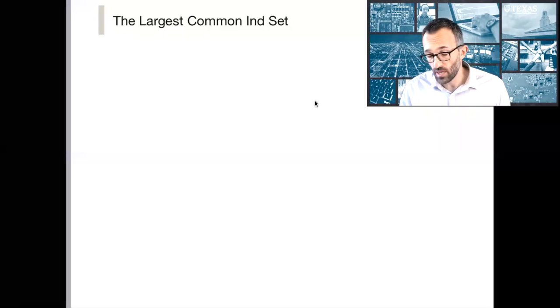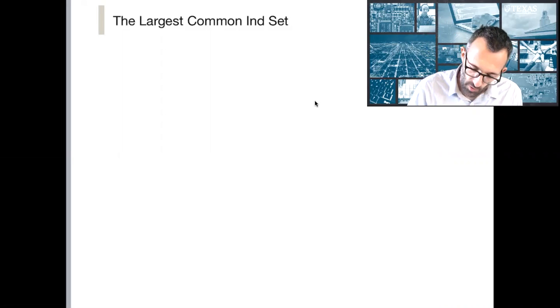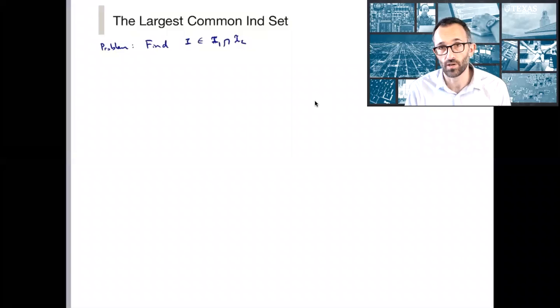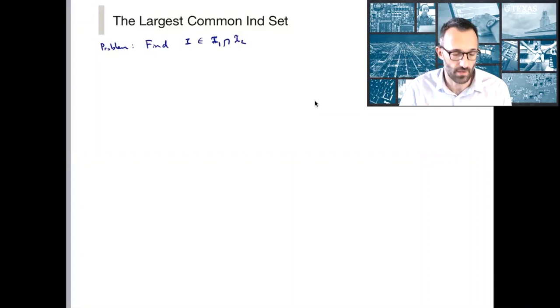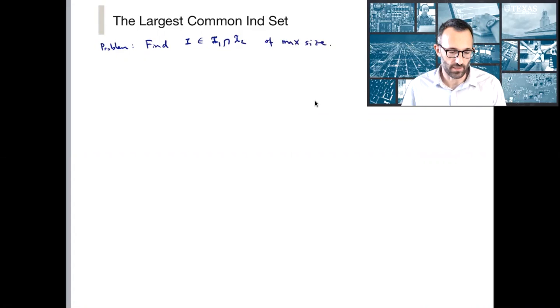We're going to now give a polynomial time algorithm for finding a largest, meaning in terms of cardinality. We're not yet talking about matching. That will be the topic of future lectures. A largest common independent set. In other words, we want to find I in I1 intersection I2, where I1 and I2 are independent systems of matroids on a common ground set, of maximum size, meaning maximum cardinality.